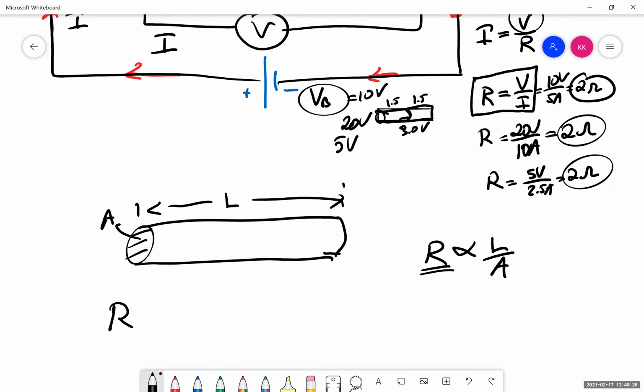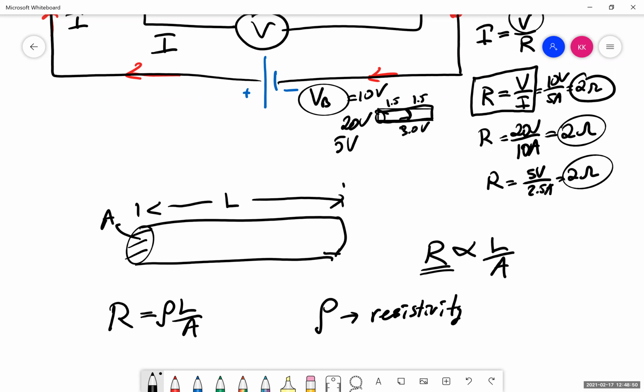Now, what we do here is, if we go from the proportionality sign to an equal sign, then I can say R is equal to L over A, and then we introduce a constant. And that constant here is what we call resistivity. So rho is the resistivity of the material. Okay, resistivity of the material.